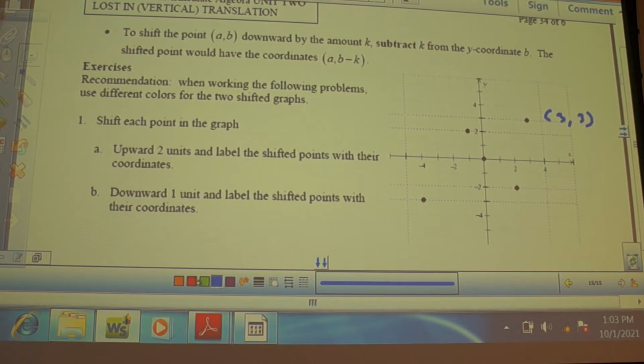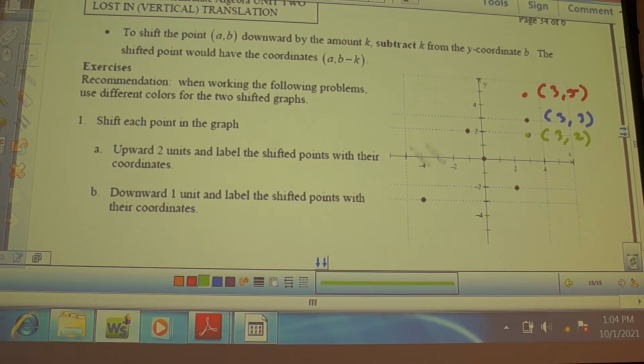And I'm going to shift it up 2. So if I shift this up 2, I'm going to move it up here, and that becomes (3, 5). I'm going to use a different color. So ideally, you'd get 2 different colors of pens and do this. I'm going to shift it down 1. So this, maybe I'll use a different color, green maybe. So this becomes (3, 2).